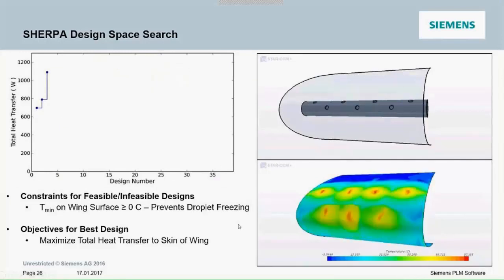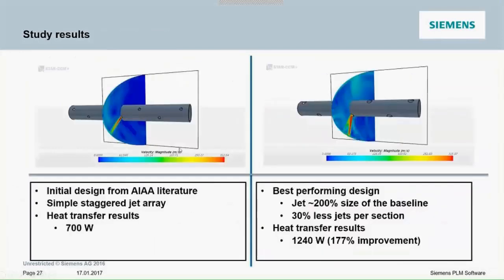So what did we learn in this process? Well, we looked at the initial design, which was the simple staggered jet array, which had heat transfer results of about 700 watts. And within less than a day, we were able to improve by about 177% to about 1,240 watts.